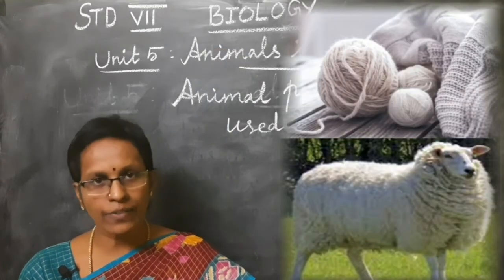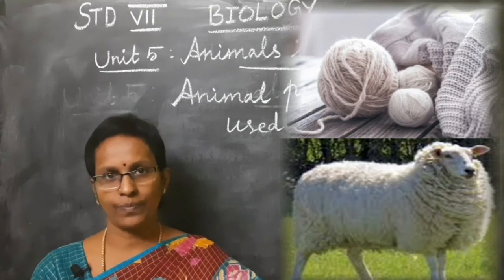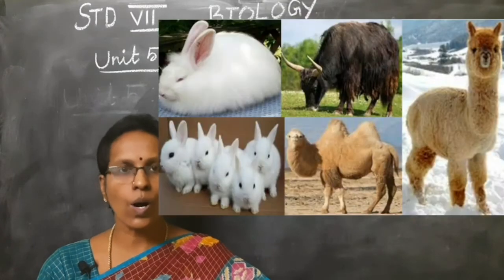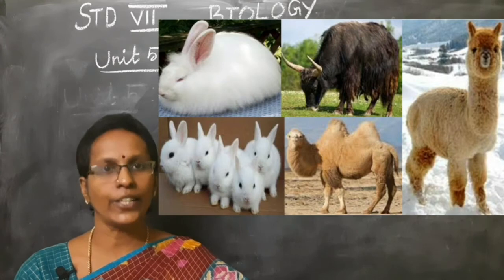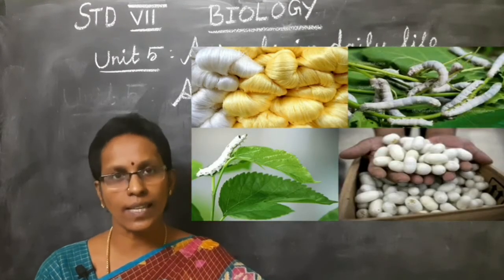Wool is obtained from the fleece of animals like goat and sheep. What is fleece? Fleece means hair. The wool is also obtained from rabbit, camel and yak. The silk is obtained from the cocoons of silkworm.